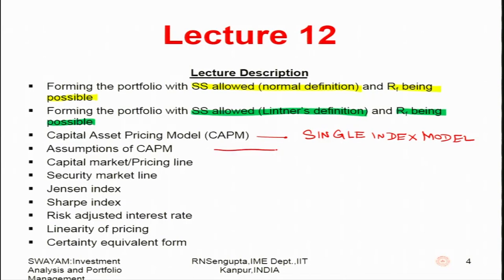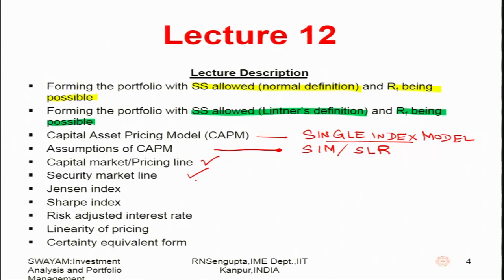And when you consider the assumptions, you will find, very subtly, that they do agree with the single index model, and they also agree with the simple linear regression. So, SIM is the single index model, SLR is the simple linear regression. And considering that, we will consider the capital market line or the pricing line. It is all coming out of the CAPM model, the security market line.